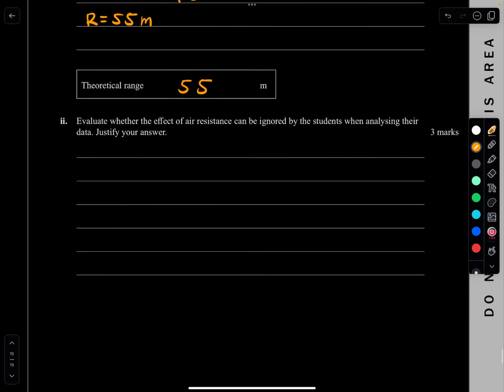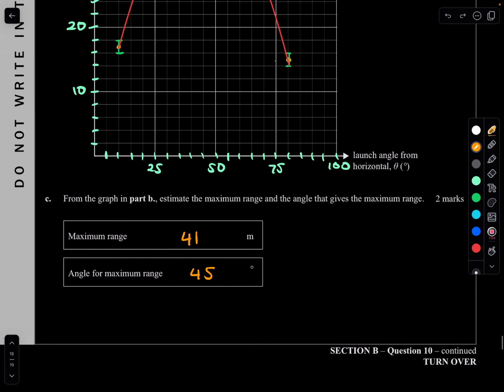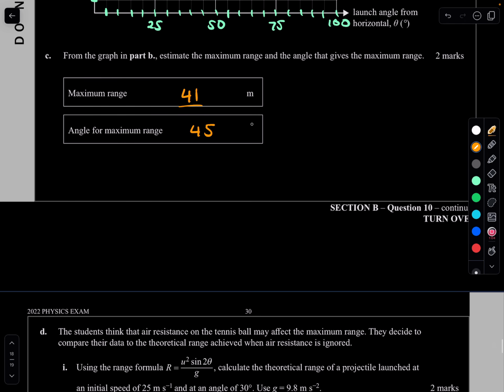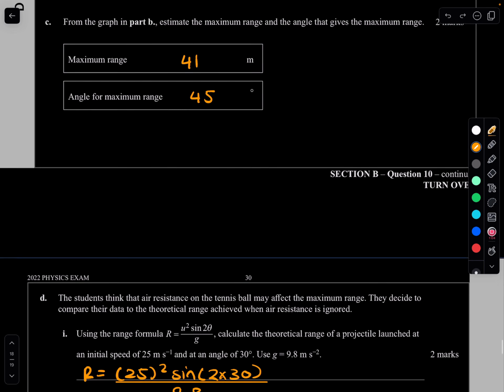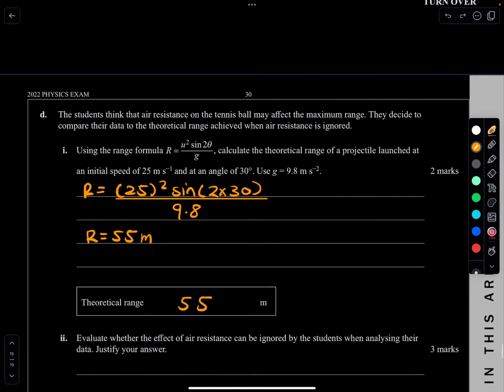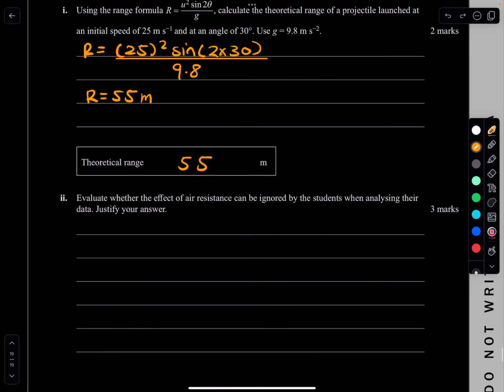Is this the last question? Yes. Evaluate whether the effect of air resistance can be ignored by the students when analyzing their data. Justify your answer. So if we got the theoretical range to be 55 and the maximum range is 41 in our actual data, this is such a big difference. What's the difference? So 55 minus 41, that's 14 meters difference.